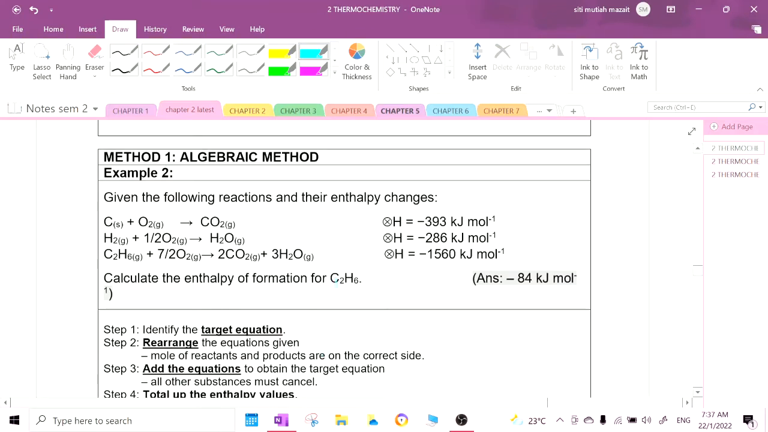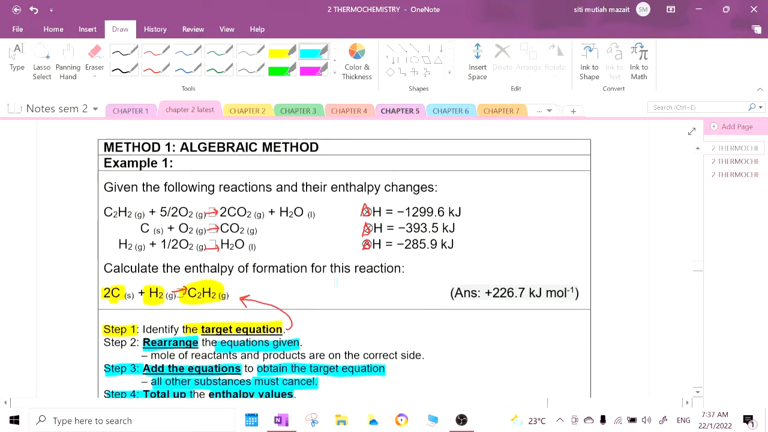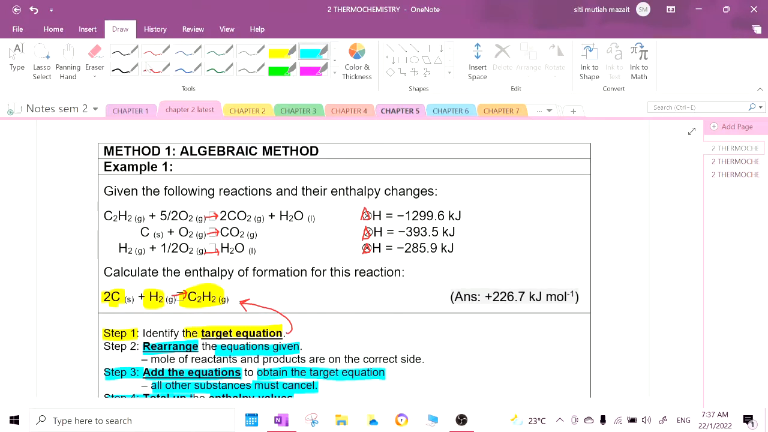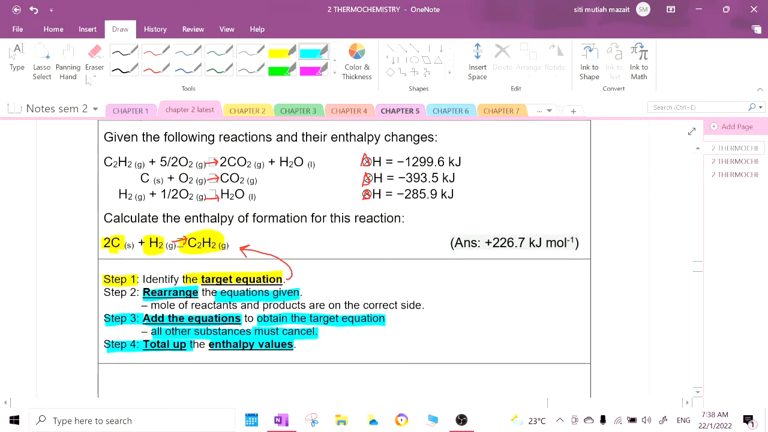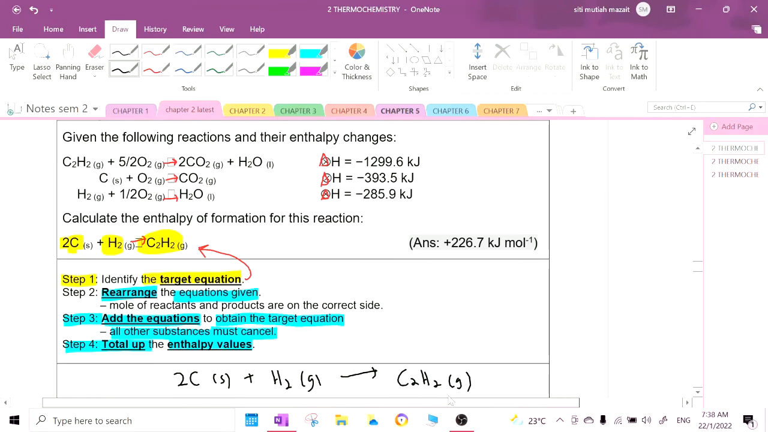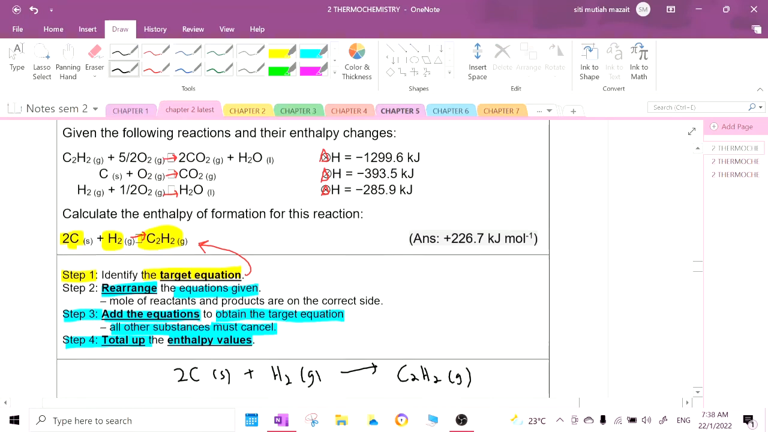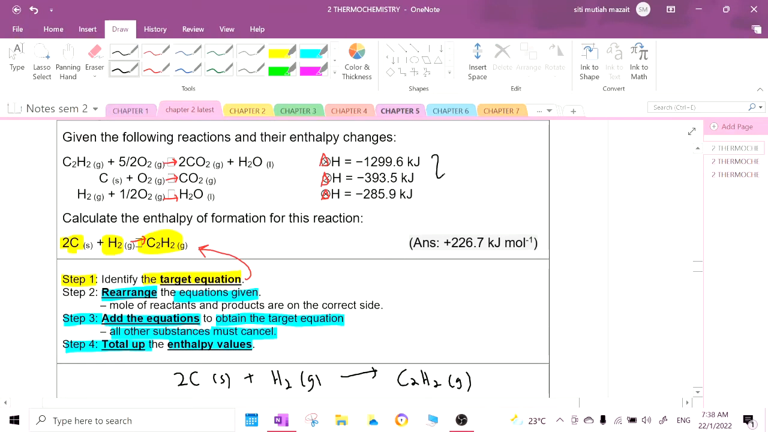So algebraic method, we go for the first one. First one, you know this is your target equation. So you put your target equation dekat depan, ataupun dekat atas ni. So you know this is our formation lah, definition of formation. So you want to know from here. Tapi dia bagi a series of enthalpy change. Jadi macam mana you nak buat? So you tengok dekat sini.